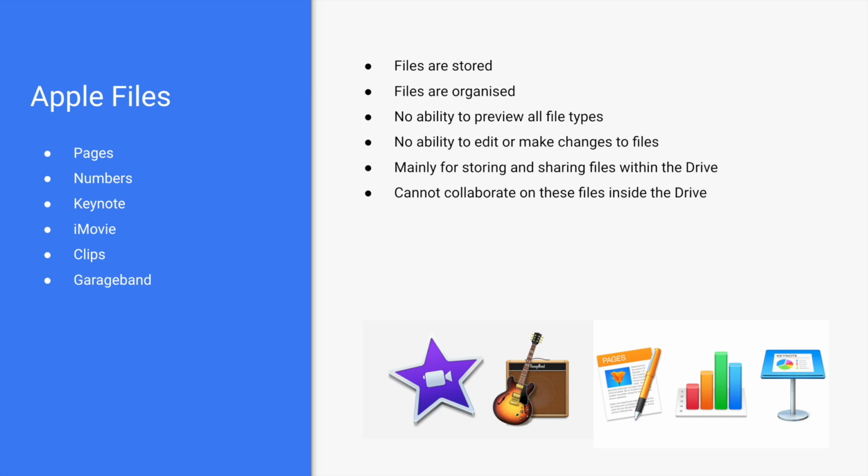So for example, if I'm working on an iMovie project for a member of staff and I need to send that project file to them so they can carry on working on it on their computer, iMovie files are too big to email. So what I can do is pop the iMovie file directly into Google Drive, share the link to the member of staff who needs it, and they can download it on their end. It is mainly just for storing and sharing files within the drive that you have made using the Apple products, and you cannot collaborate on these files inside the drive.